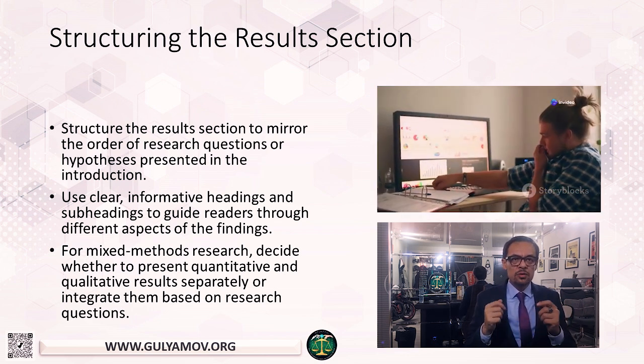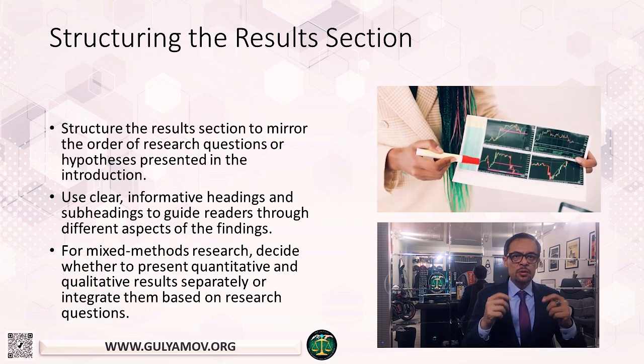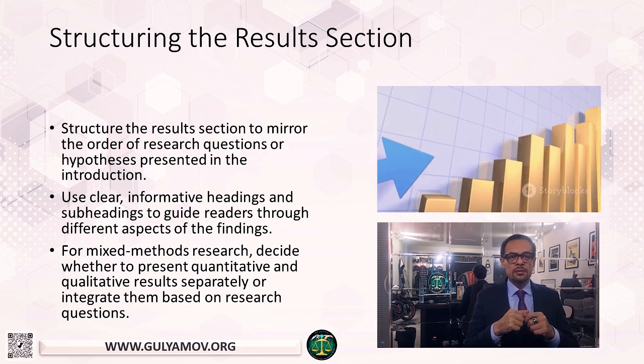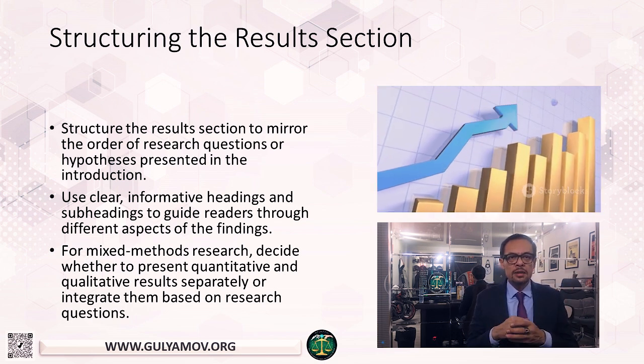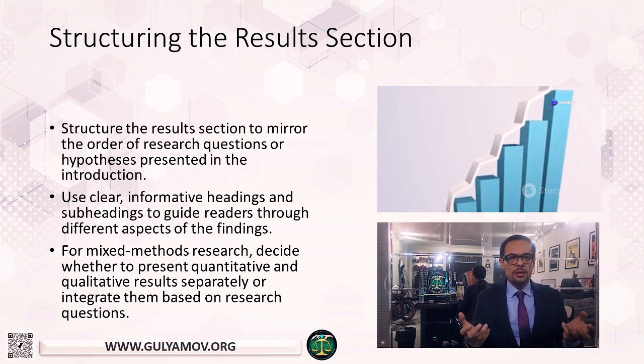For complex studies, consider using a hierarchical numbering system for easy reference. Ensure a smooth flow between subsections, using transitional phrases to connect related findings. End each major subsection with a brief summary of key points before moving to the next.